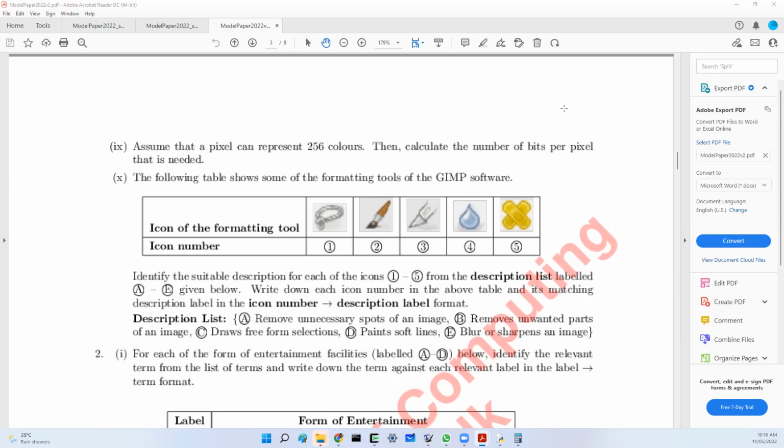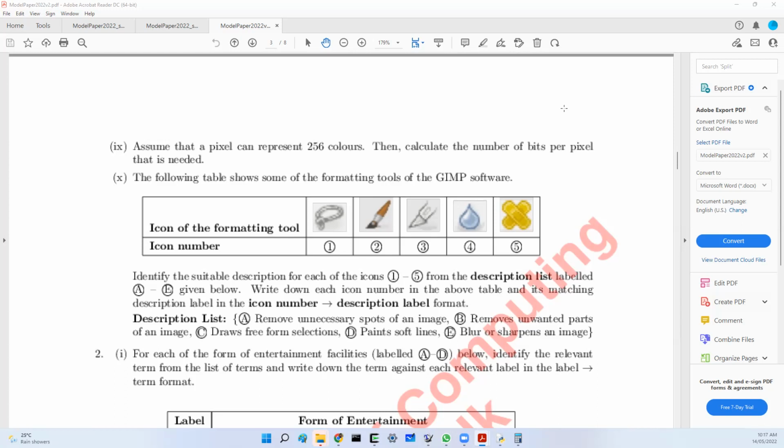10th one. 1 C. We have 1 C. Good. 2. 2 D. Yes, 2 D. 3. A. No. 3 means you reduce the size, removing unwanted parts of an image. So it should be 3B. Yeah, it should be 3B.